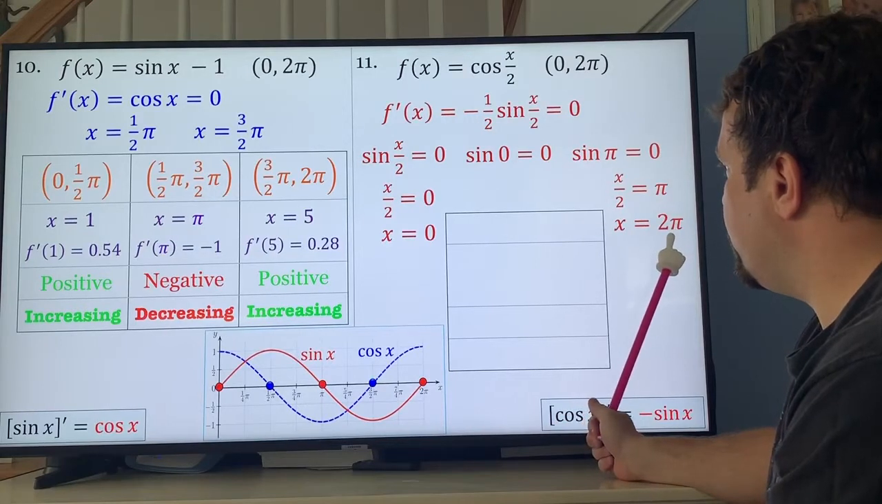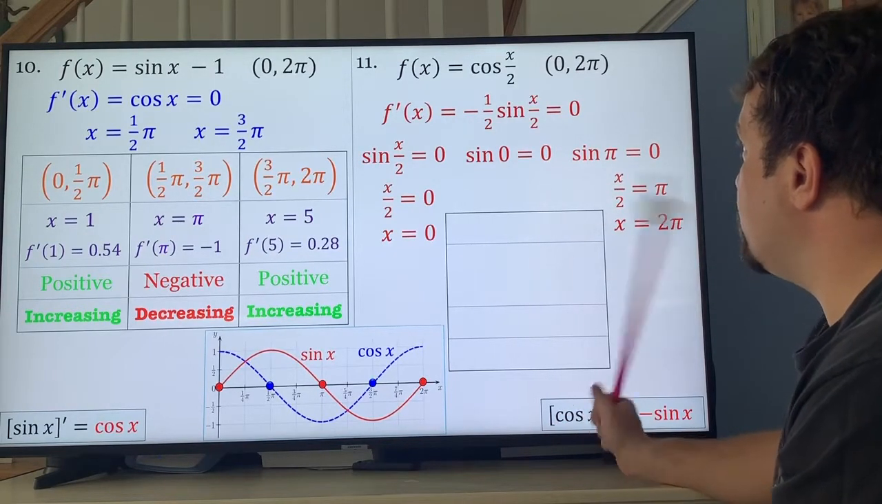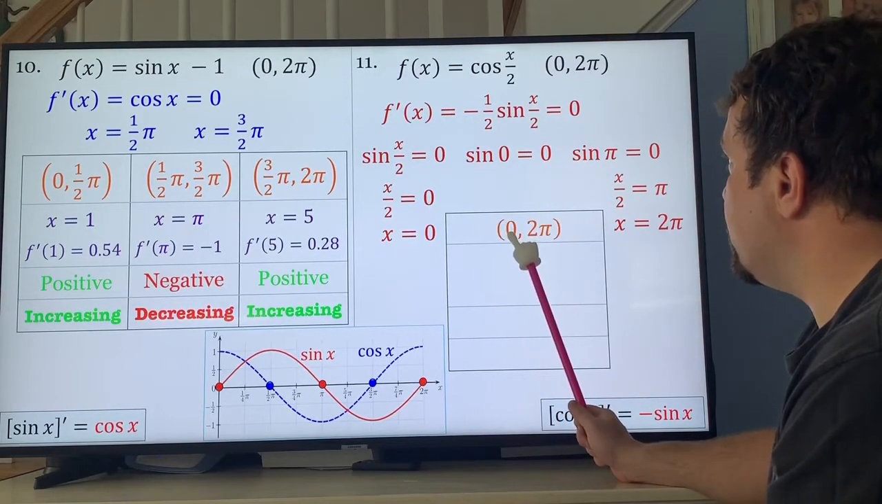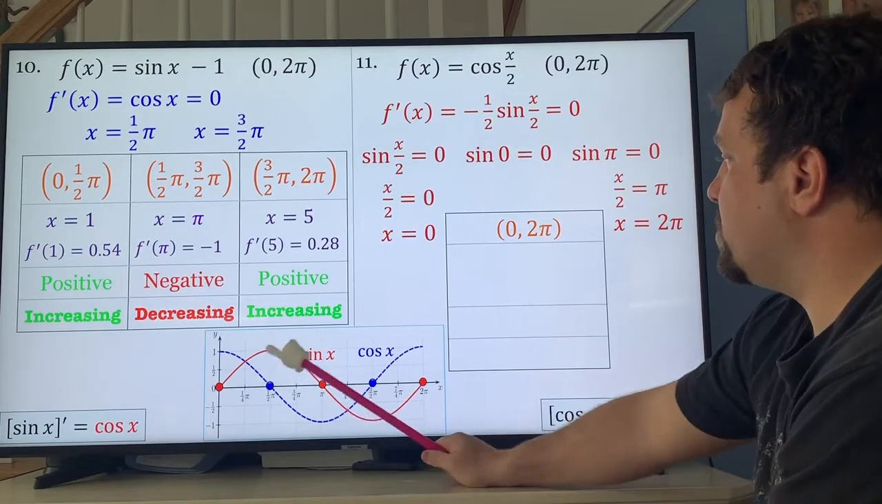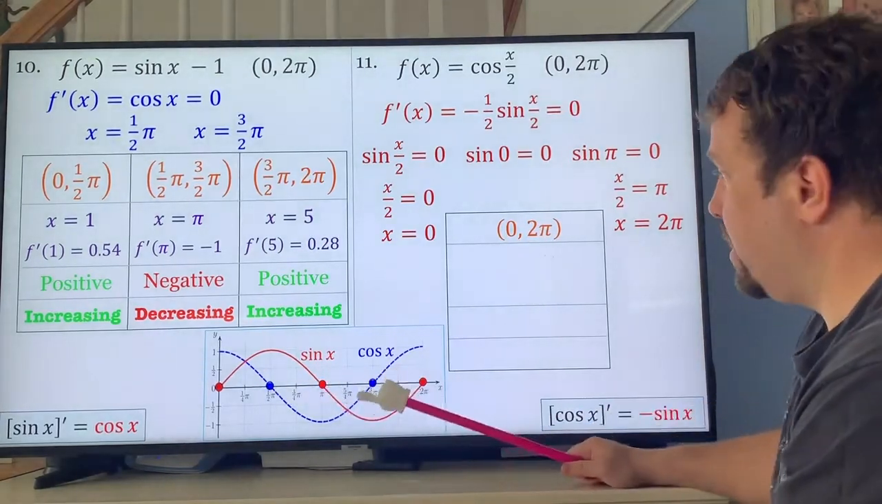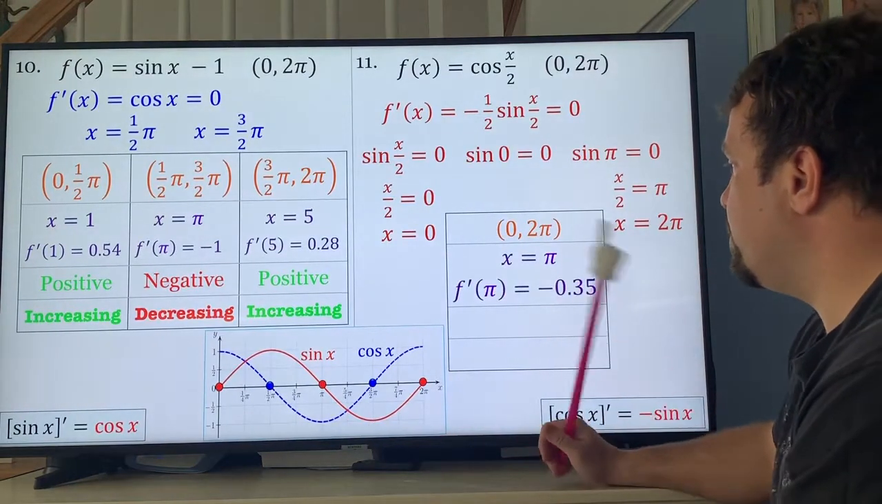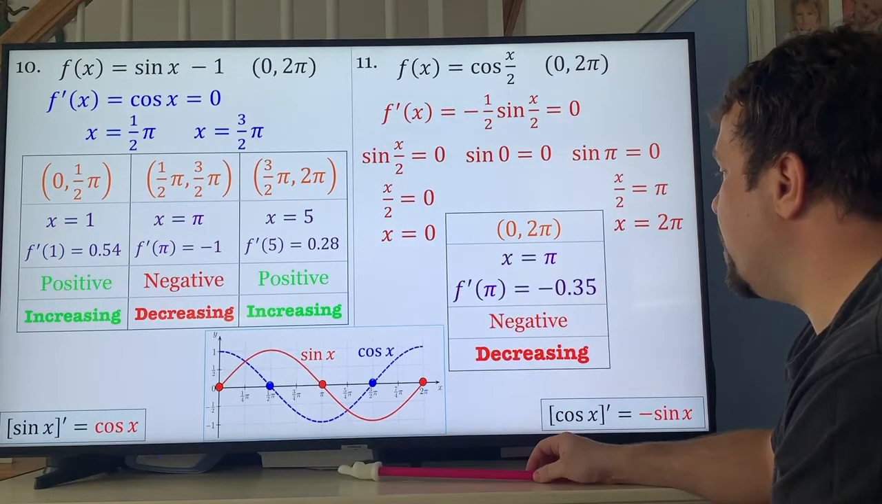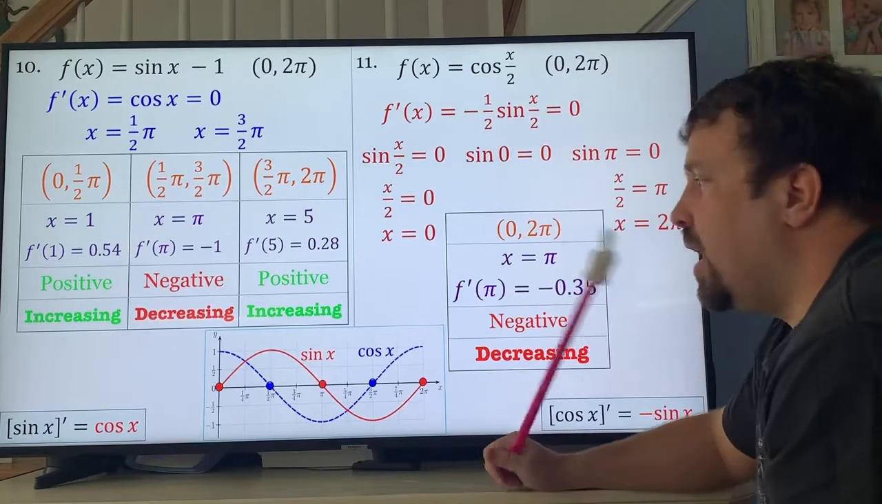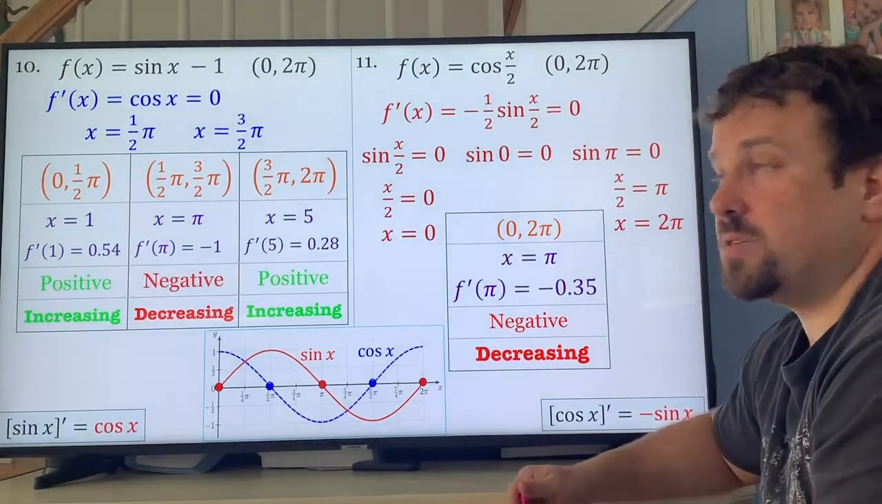So there's your 2 pi, right? And 4 pi is way out of there. So it's just 0 to 2 pi. It's pretty much the whole entire interval. X equals pi. Pick a number. Negative. So the whole graph would be decreasing for this. And if you want to check all your answers, you can always check Desmos as well.